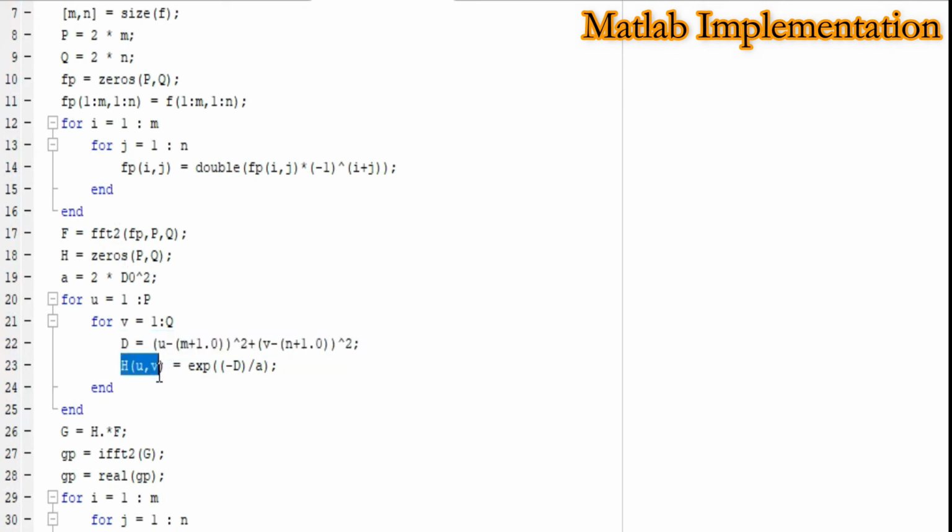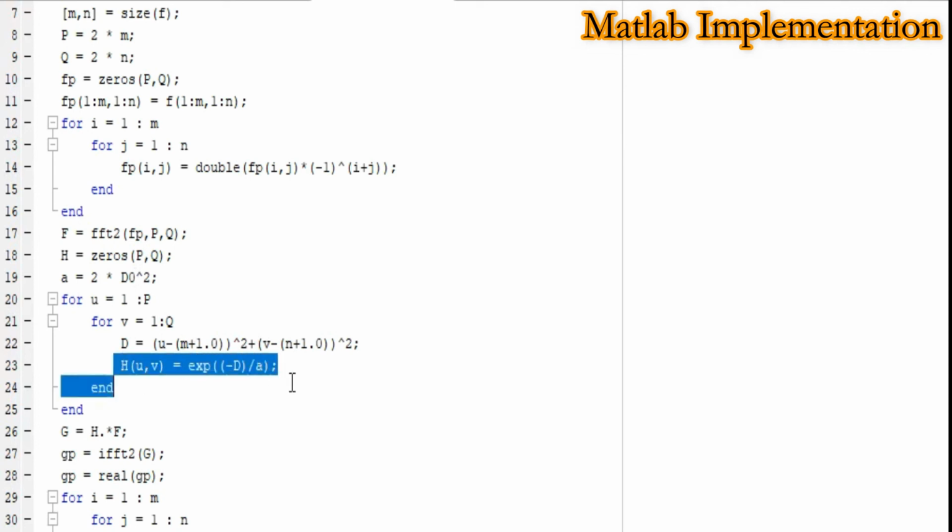Then h of u comma v is equal to exponential of minus d divided by 2 d naught square. So h of u comma v is exp of minus d of u comma v divided by 2 d naught square. So here we calculate the filter function.